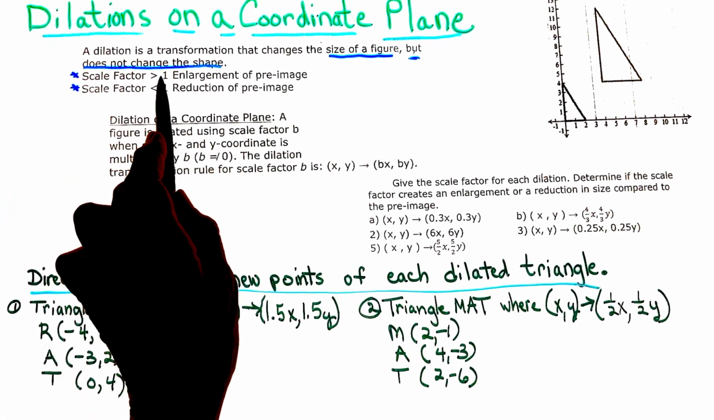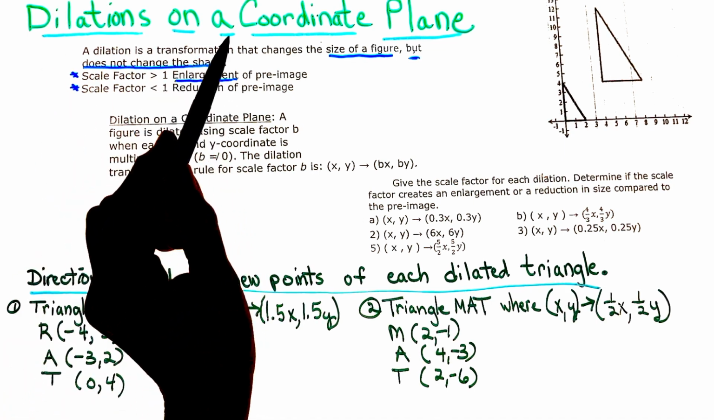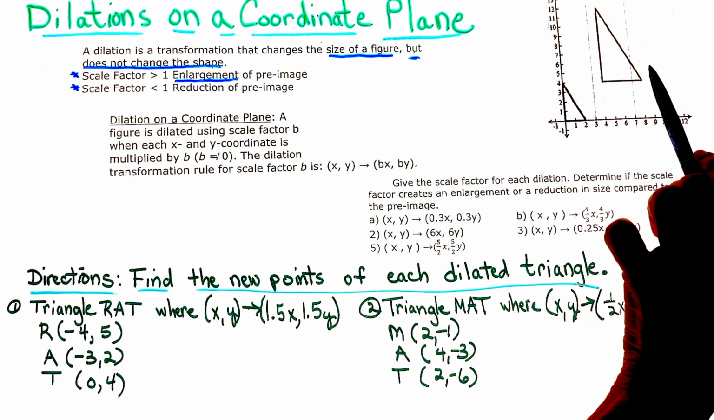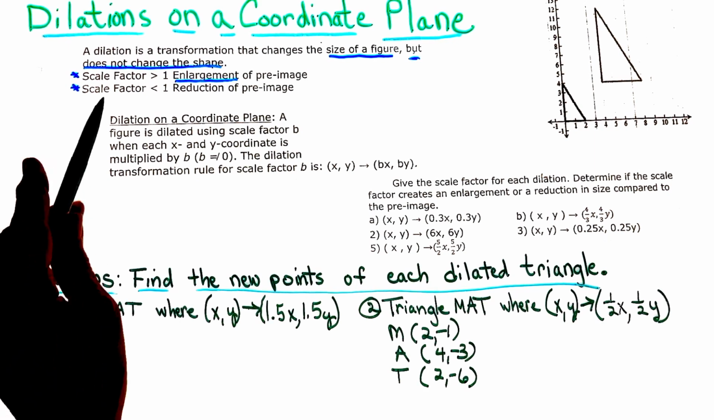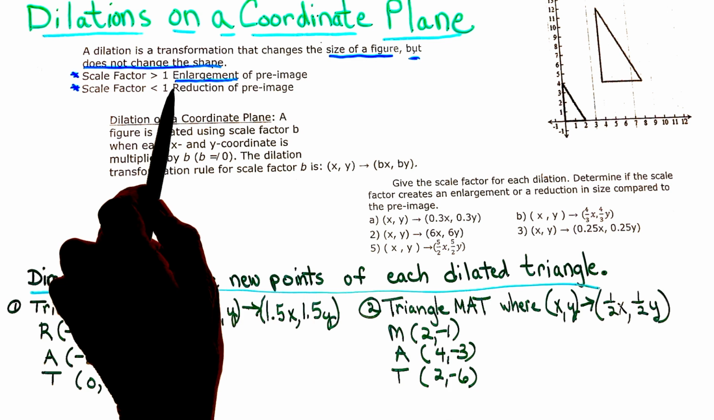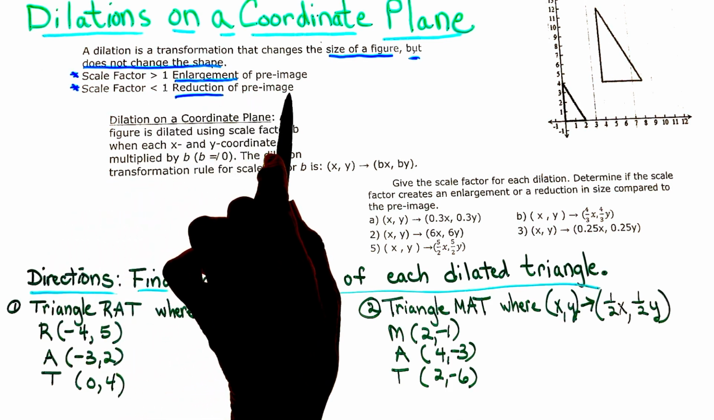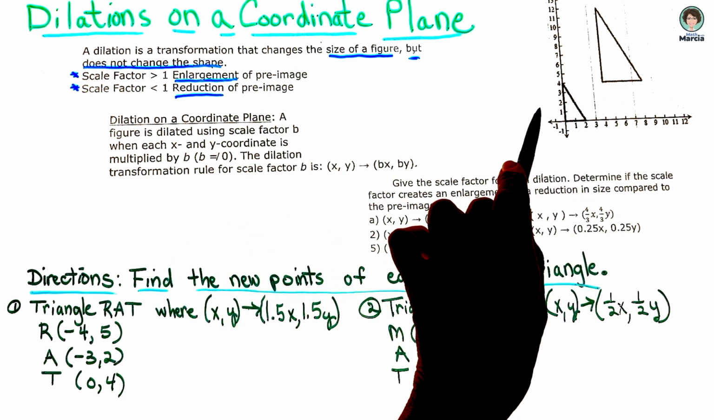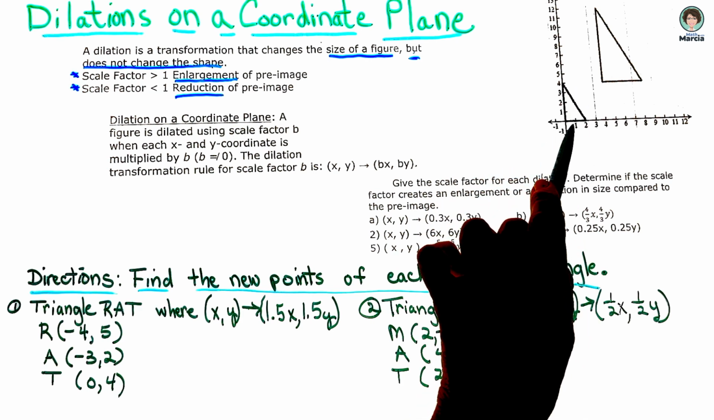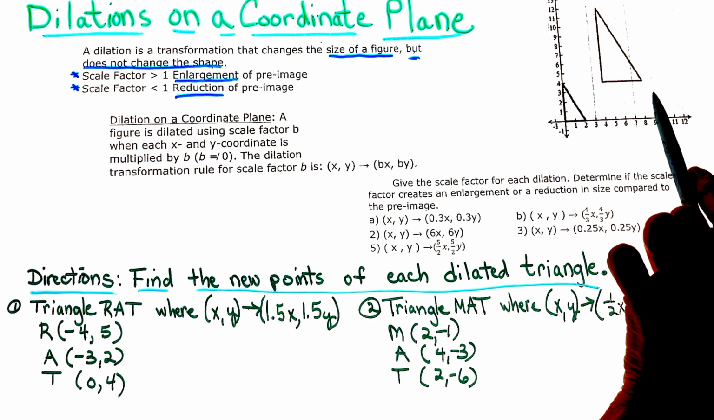If the scale factor is greater than 1, we have an enlargement. So since I said we went from small to big here, we do know that that is an example of an enlargement. If we have a scale factor that is less than 1, then we have a reduction of our pre-image. And remember, pre-image is just where are we starting? And we started with this small triangle, and that would be considered our pre-image, and this is our new size.